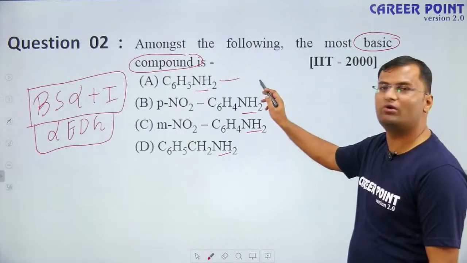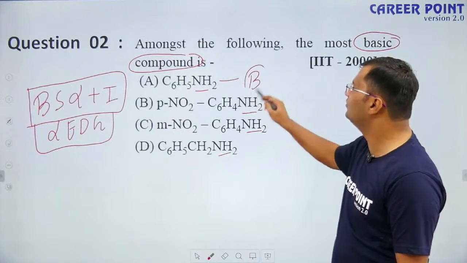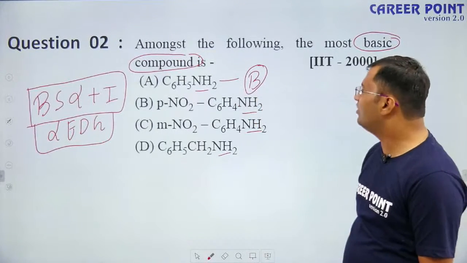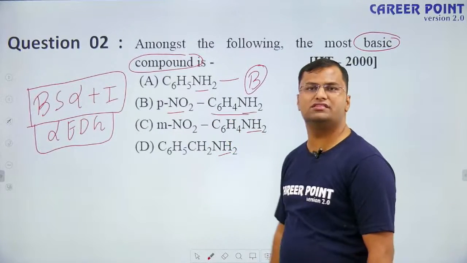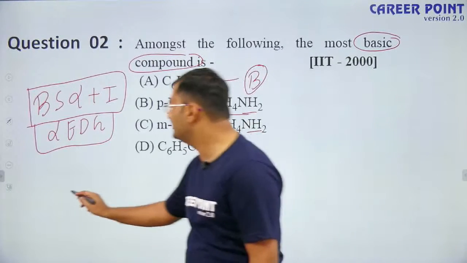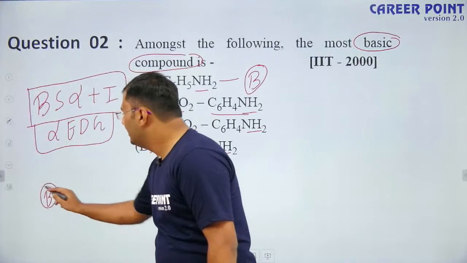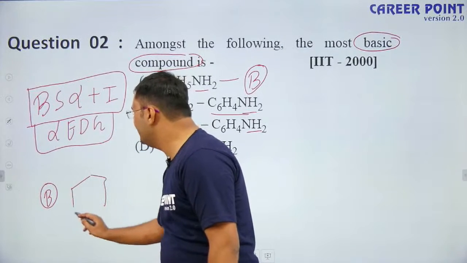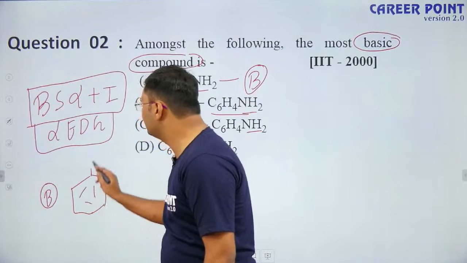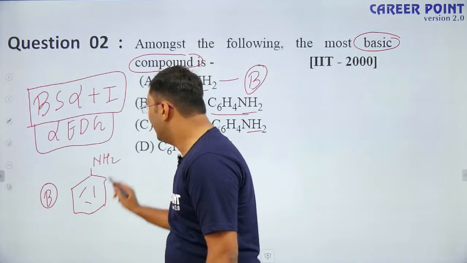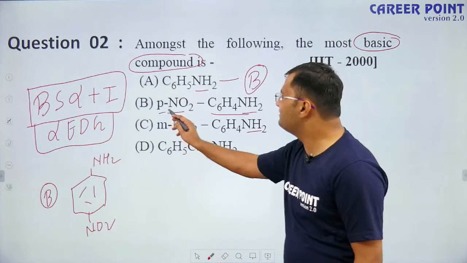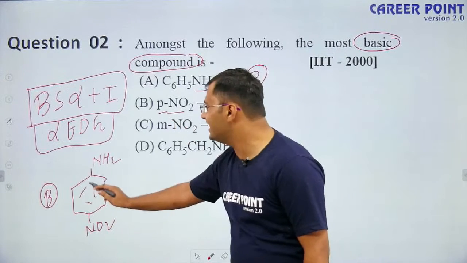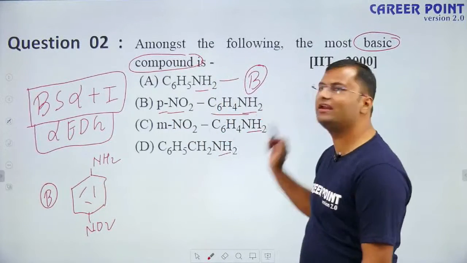This is a neutral compound. This is basic in nature, we already know. Now first we will draw the diagram of B. We will draw the diagram of B as C6H5NH2 and an NO2 group. At the para position this NO2 group is attached, and this is C6H4 and NH2.